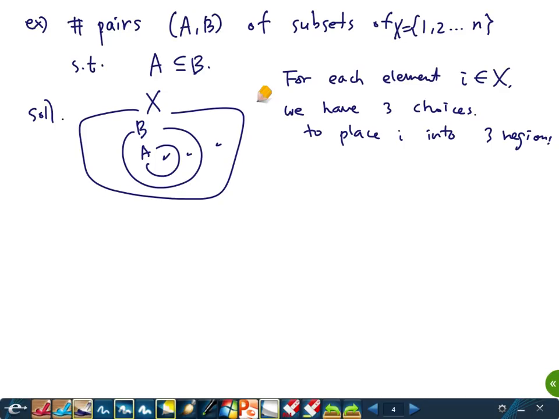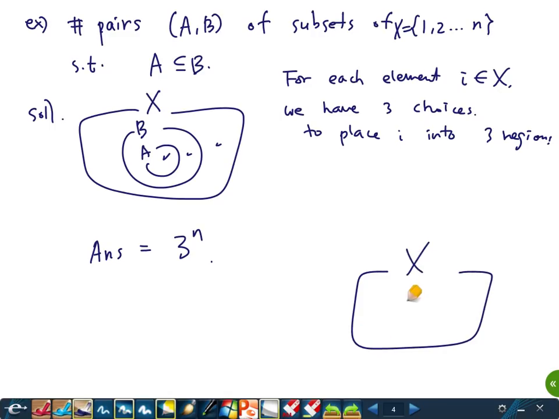So what is the answer then? In each step, there are three possibilities, and of course there are n steps, so it's 3 to the n. Okay, so it's pretty easy. If you want to compare this with the previous problem, in the previous problem we have only X and A. So for each element i, we have two choices: either place that element here or here. So it's basically in that sense that they are quite similar.